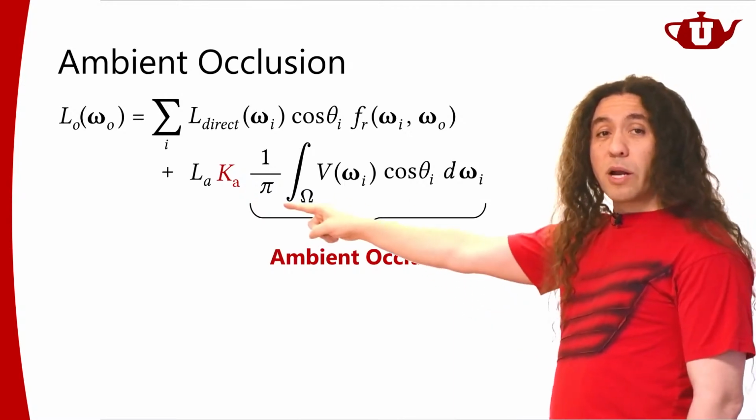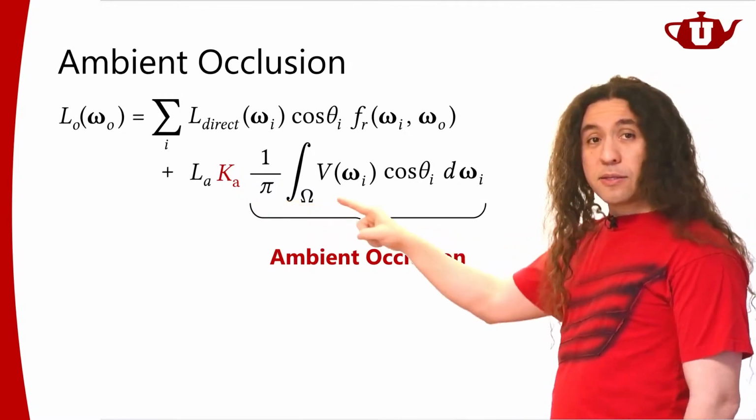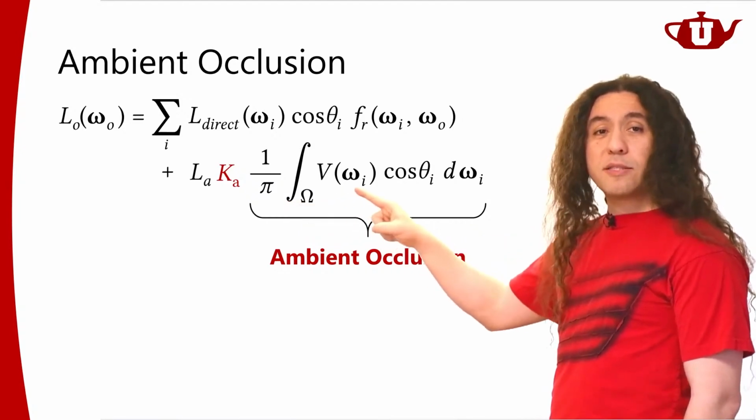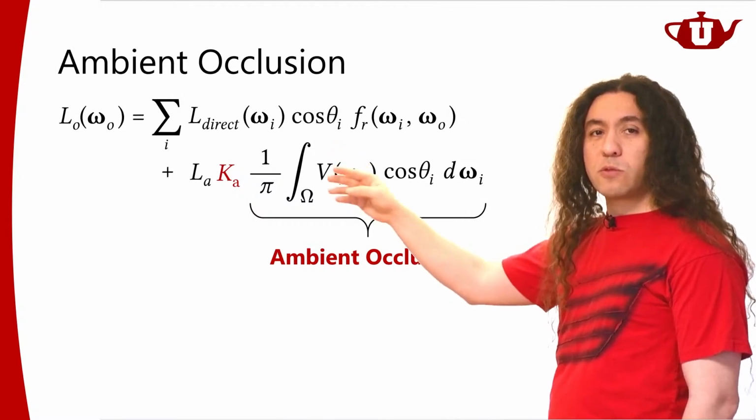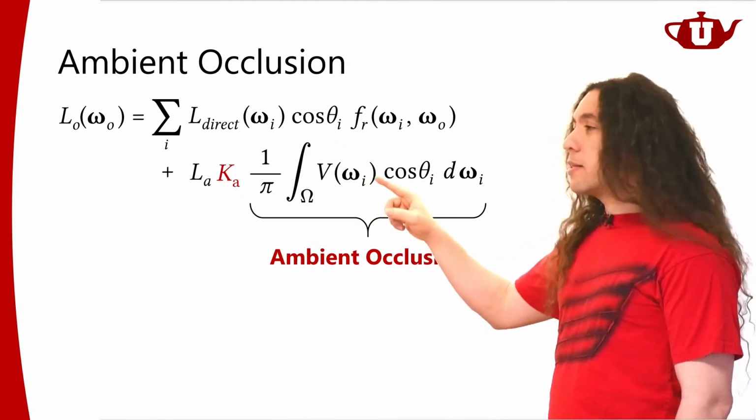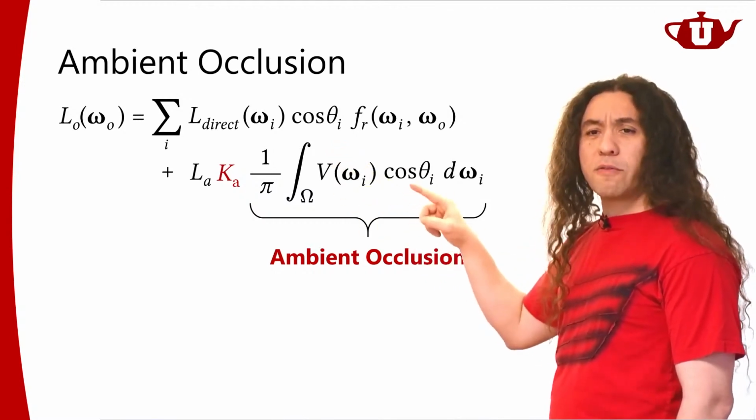Now, I have this 1 over pi here because if the visibility term is 1 for all directions, it sort of disappears. If it's 1 for all directions, then it becomes the sum of all cosines over the hemisphere.